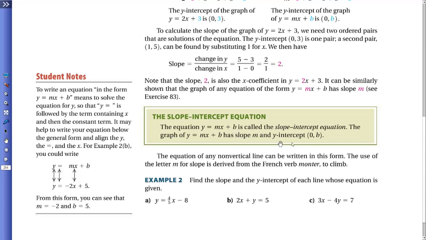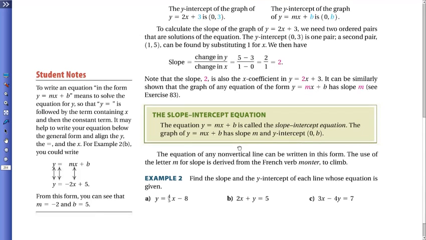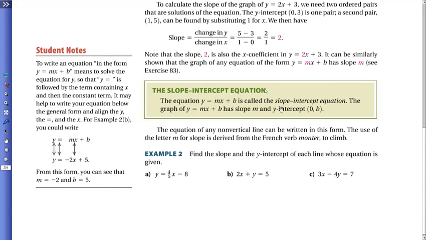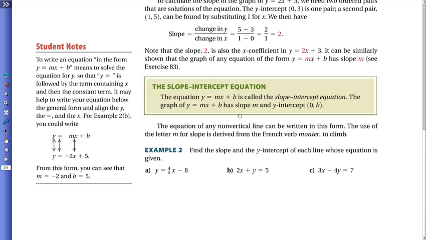So it'd be the ordered pair 0, b. The first number of the ordered pair is the x value. If it is on the y-axis, it has to be 0, and then whatever that number is, b, will be the y-coordinate. So understanding the information given to us when it's in this form, we can very easily graph this one. Now y equals 5/4 x minus 8.